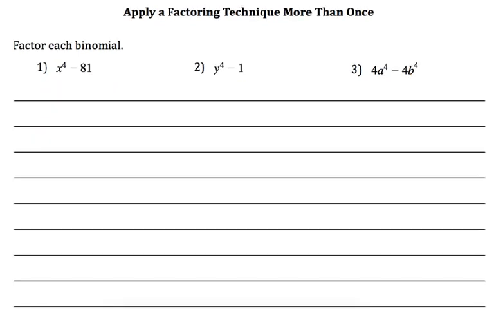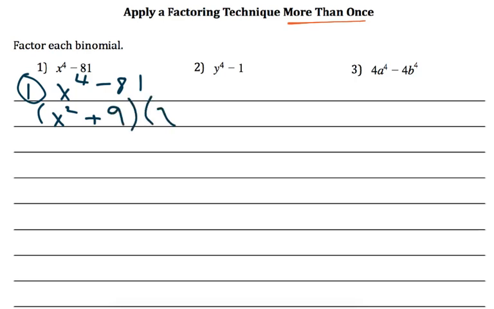You know, this says apply a factoring technique more than once. So this is where some flexibility is helpful. Okay, so look at number 1. x to the 4th minus 81. And when I go to factor this, I'm like, oh, that's a perfect square, where I have x squared plus 9, and then I have x squared minus 9.